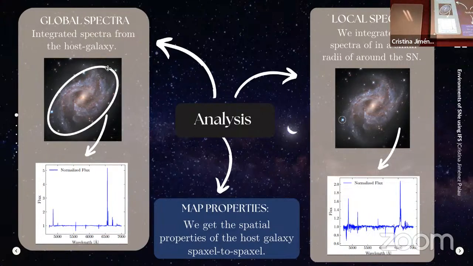Second step, we want to get the local analysis. So we get the spectra integrated in a region, which can be around a few kiloparsecs. And we get this. And then what we do is to obtain the maps, the spatial analysis. We get the spectra in all the spaxels, so we get the spatial properties. And this is very interesting because we can make some kind of maps, as I will show you afterwards.